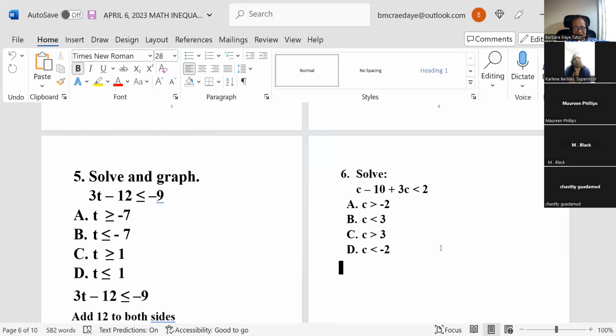C is equal. C is... Maureen, you have an answer? Yeah. What's your answer, Maureen? My answer is B. Okay. Mercedes, what is your answer? I don't have an answer yet. I get a bit confused where to go. That's why. Okay, let's go step by step.